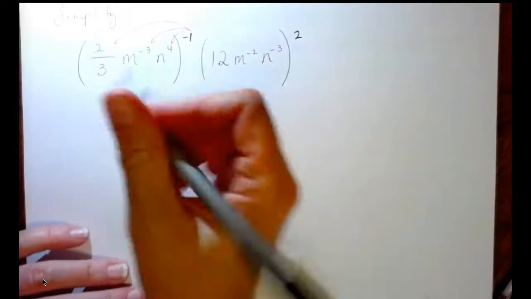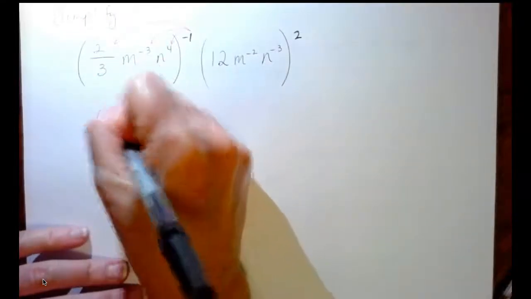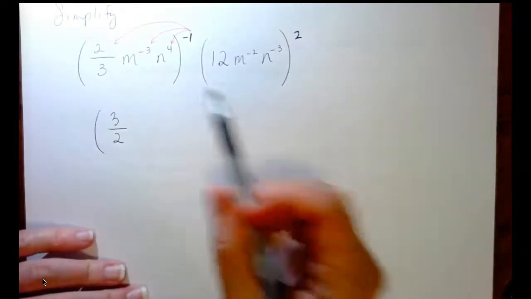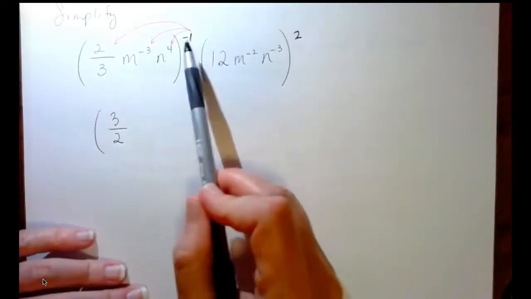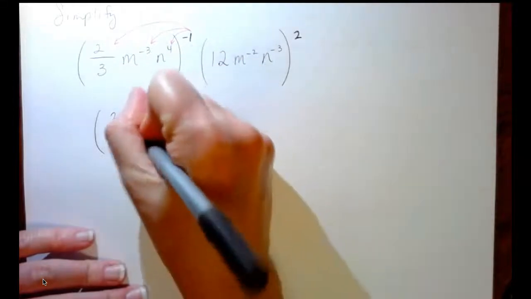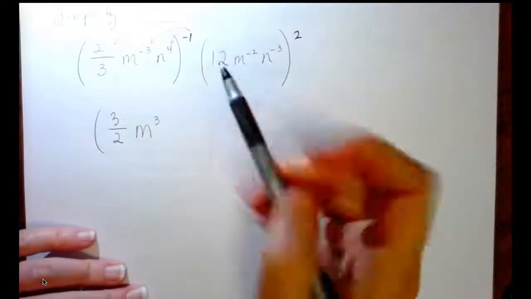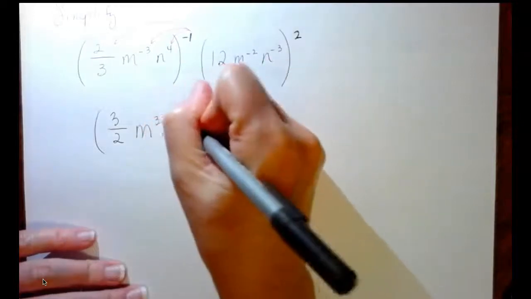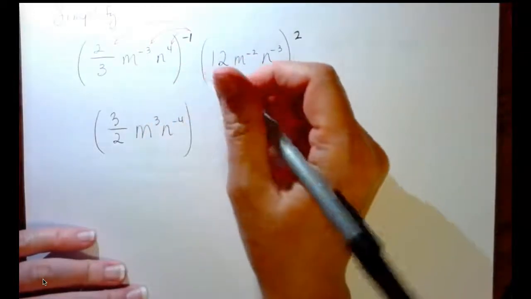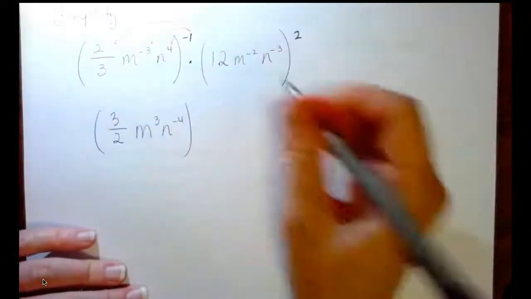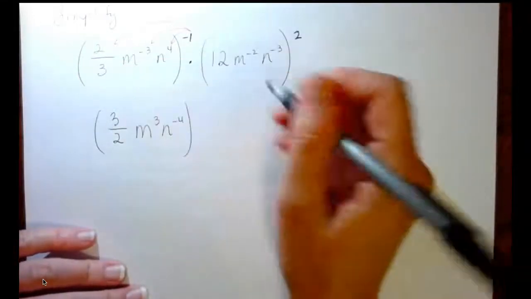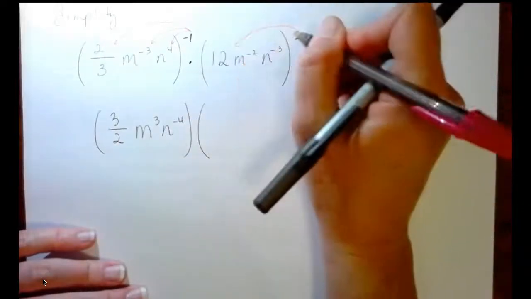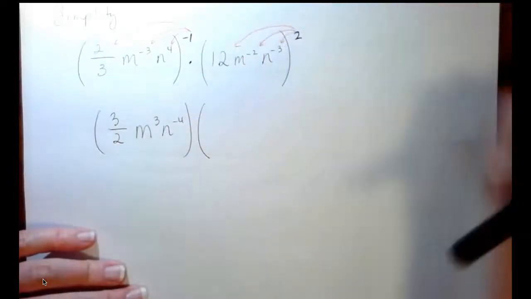2/3 to the -1 simply becomes 3/2. All we have to do is flip that fraction. Next, m to the -3rd raised to the -1 is m to the +3rd. n to the 4th raised to the -1 is n to the -4th. So there's the first term in this simplification.